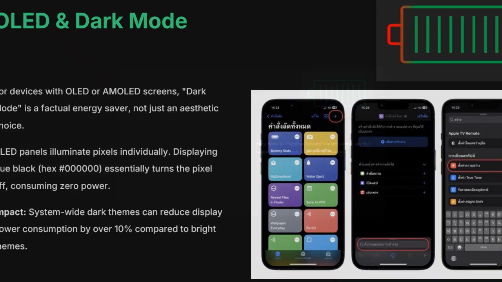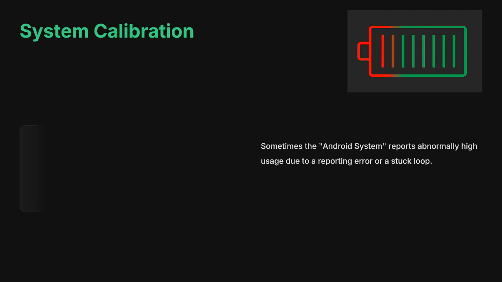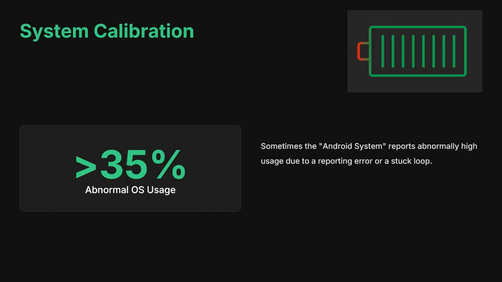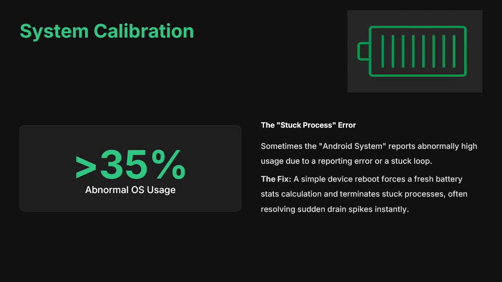System calibration. Occasionally, you'll see the Android system report abnormally high usage, often exceeding 35%. This is frequently a reporting error or a process stuck in a continuous, high consumption loop. The simplest and most effective fix: a device reboot. It forces a fresh calculation of battery statistics and terminates any runaway processes, instantly resolving sudden drain spikes.